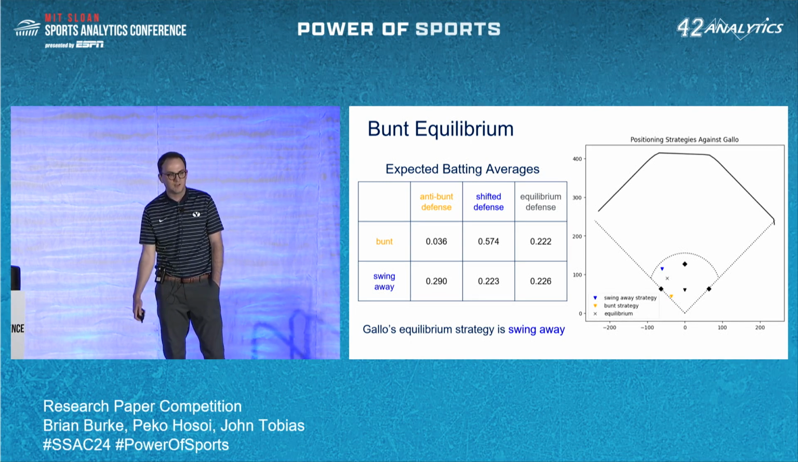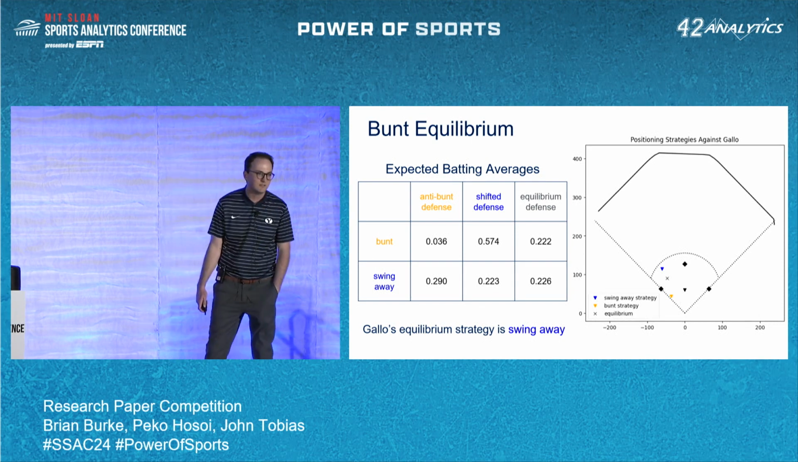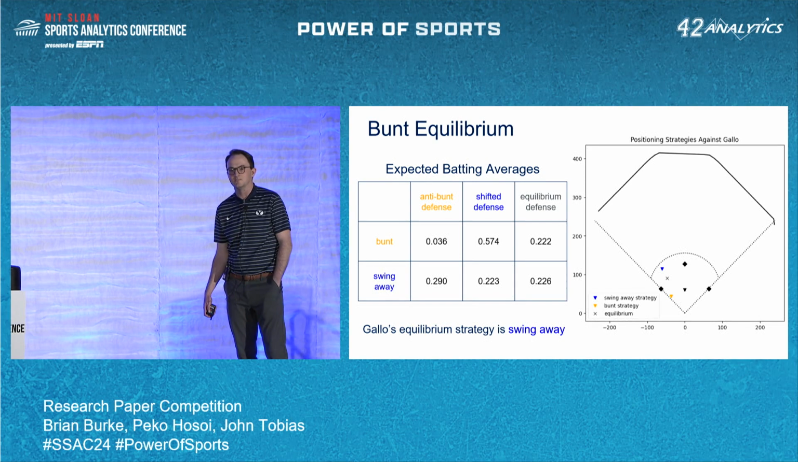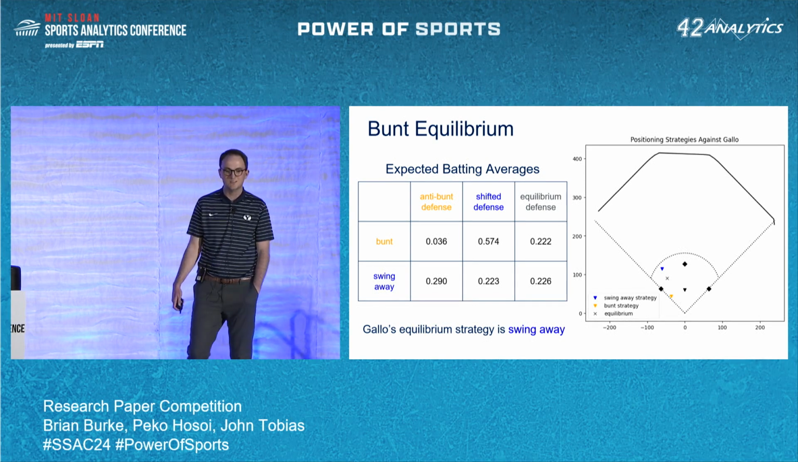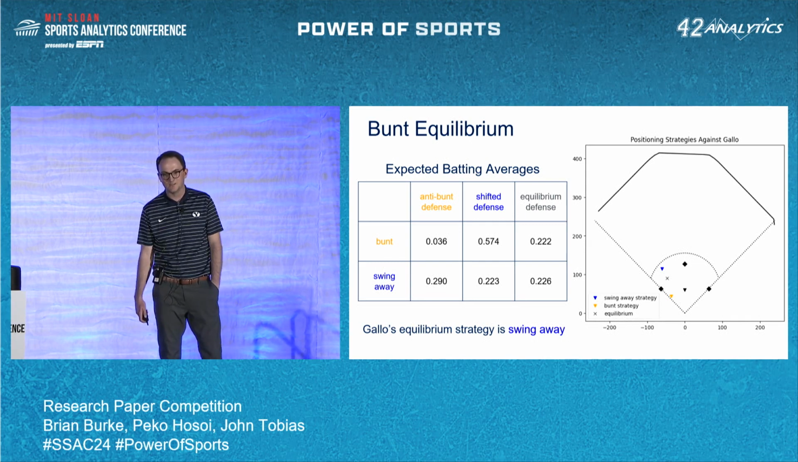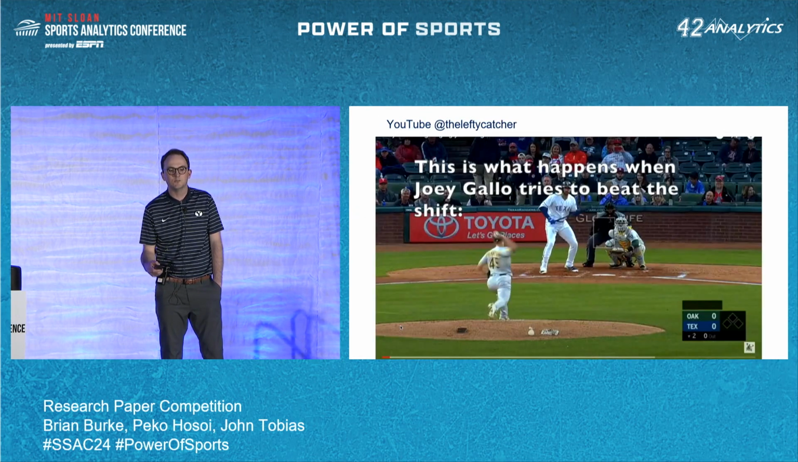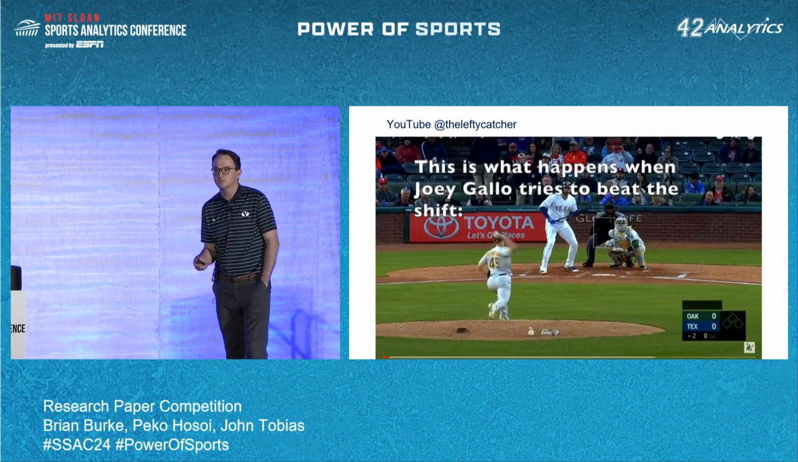And then the other conclusion I have from this table, which many of you may have noticed, is the huge number in this table: a .574 batting average if Joey Gallo bunts against the shift, which is almost hard to believe. So I look at that number and I think, gosh, why isn't Joey Gallo just bunting all the time? And I began to wonder, well, maybe bunting's really hard. Maybe he can't do it. So I Googled Joey Gallo bunting to beat the shift. And this is the first video that pops up.